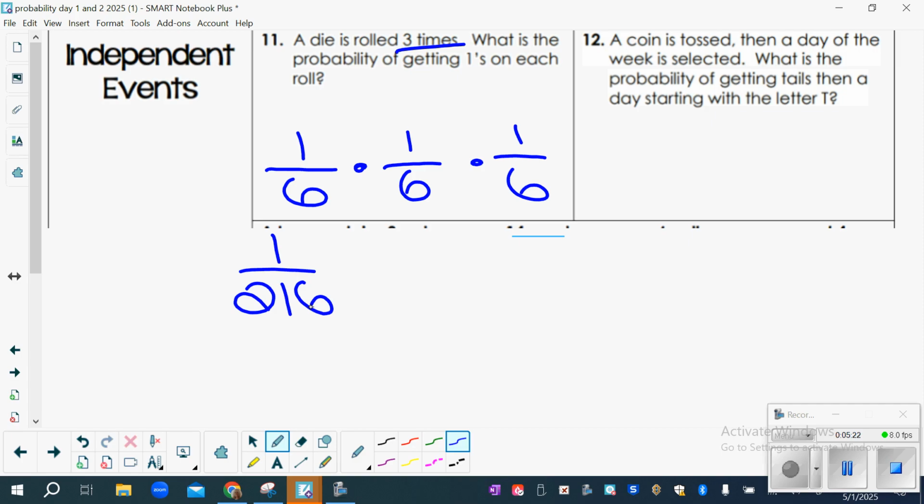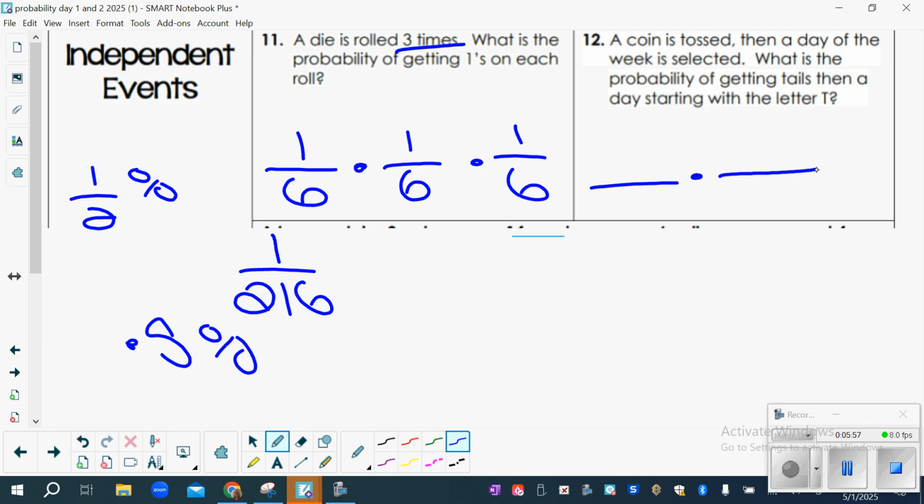But I wouldn't bet on it, because let's change that into percentages, because I like it as a percentage, and it's not even 1%. It's about 0.5%. It's like a 0.5% chance. Rolling 3 ones in a row, really unusual. It happens though. So I'd like you to try the next one. We're doing 2 things. We're flipping a coin, and we're picking days of the week out of a basket. They are separate. The coin does not affect the days of the week. Do this next one. Give it a try.